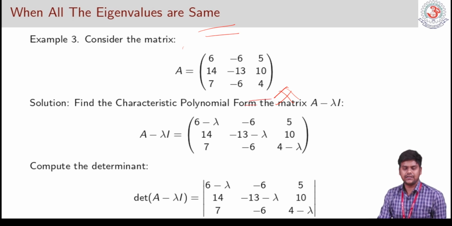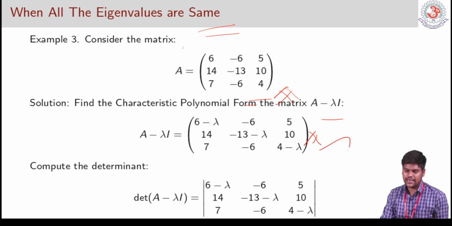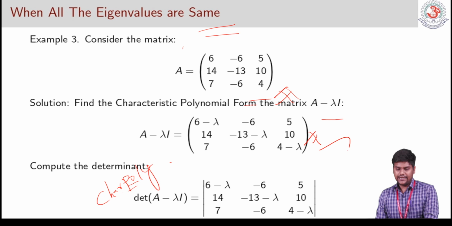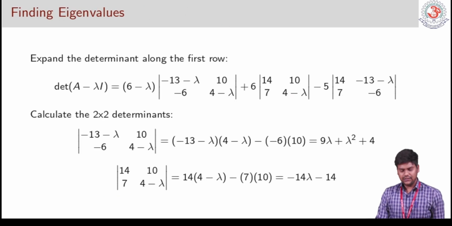First we need to find the eigenvalues. We need to find the characteristic polynomial. To find the characteristic polynomial, first we need to form the matrix A minus lambda I. So this is A minus lambda I. Next take the determinant of A minus lambda I, and we'll get our characteristic polynomial. The characteristic polynomial is nothing but the determinant of A minus lambda I. If we take the determinant of this matrix, we'll get a third degree polynomial. That will be our characteristic polynomial.